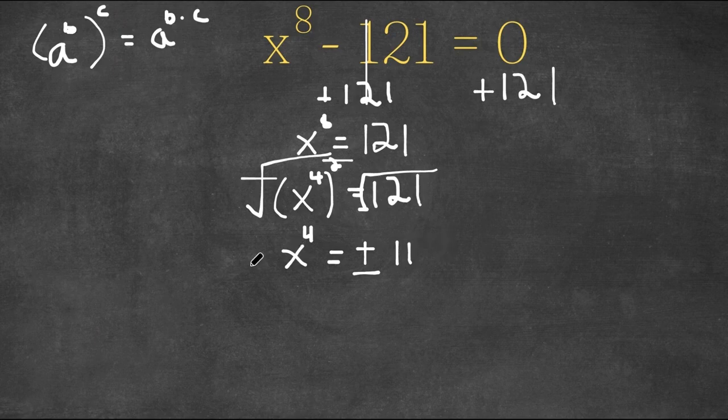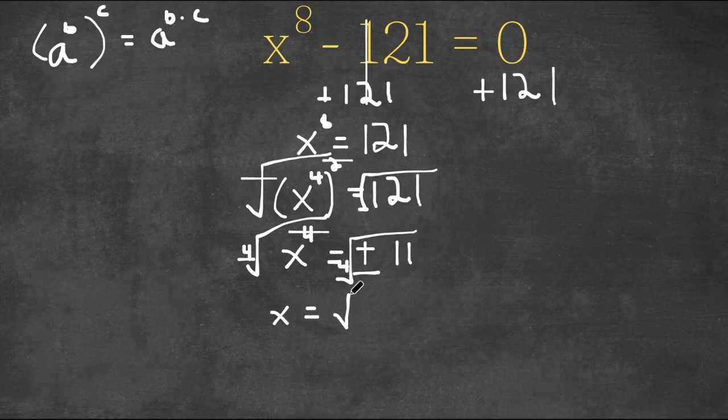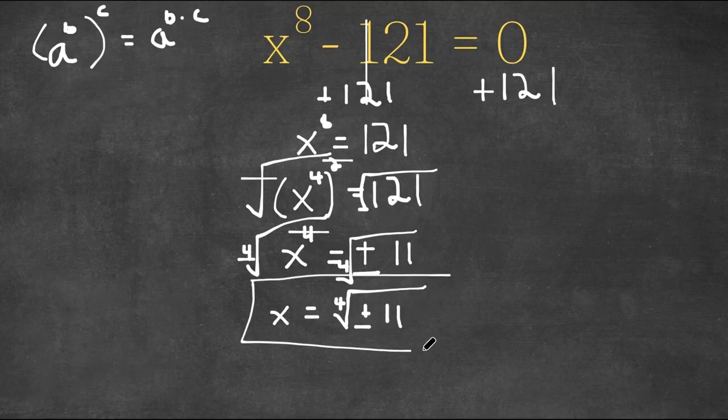Now we're going to take the fourth root on both sides. So by doing that, these two would cancel out. So we are left with x equals the fourth root of positive negative 11. So this is our answer.